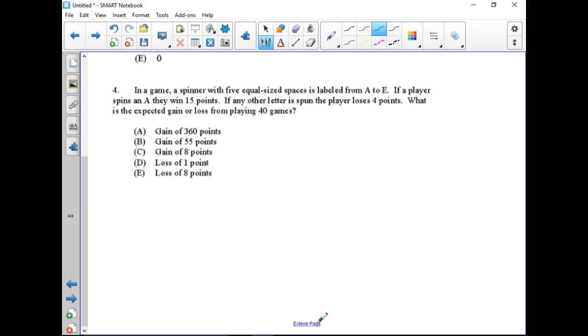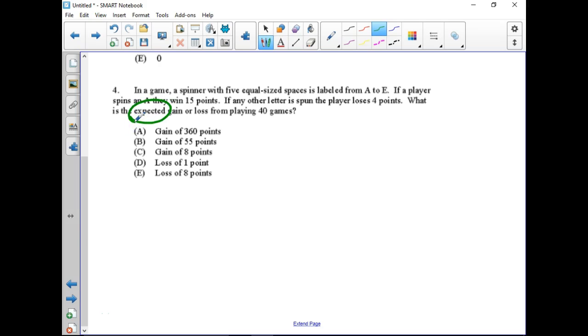All right, in a game, a spinner with 5 equal spaces is labeled A through E. If a player spins A, they win 15 points. If any other letter is spun, the player loses 4 points. What is the expected gain or loss playing 40 games? What is the key word that I would probably circle if I'm taking the test? Expected. That's the big one, the expected. You're not wrong if you circled other things, but that's what the question is getting at.